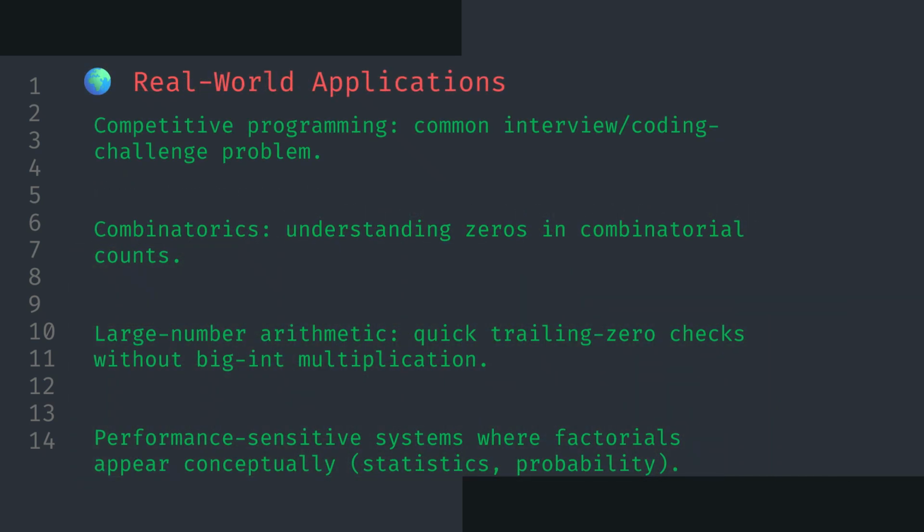This trick is a staple in algorithmic problem solving. It is a classic example of turning a naive expensive computation into a tiny number theory trick. It also helps when you need properties of factorials for combinatorics, or quickly checking properties of huge numbers without expensive computation.